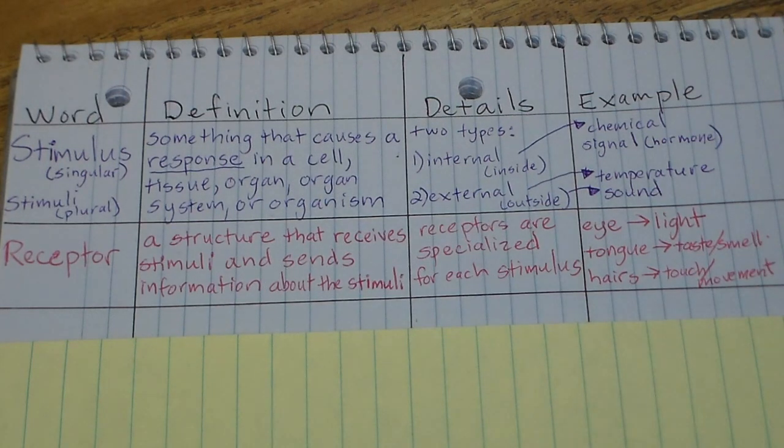So in the next week or so, we're going to be looking at examples of stimulus and how those stimuli are picked up by organisms through structures that are called receptors. I'll leave this up here a few more moments, and that's it for our vocab today.